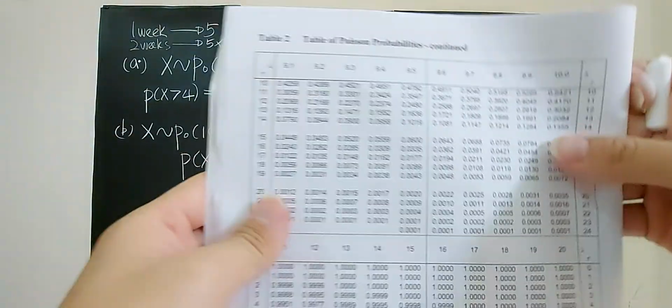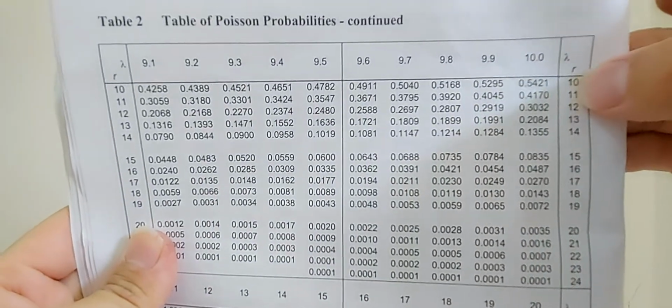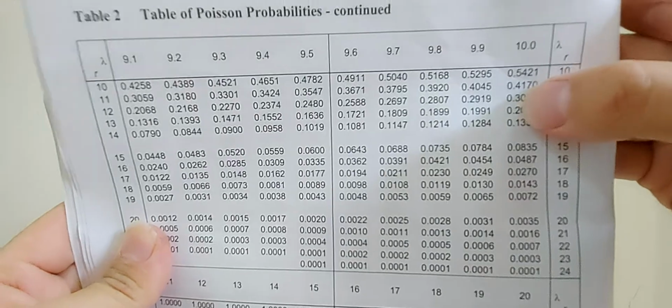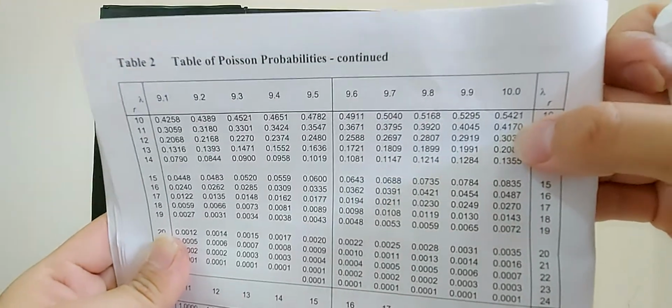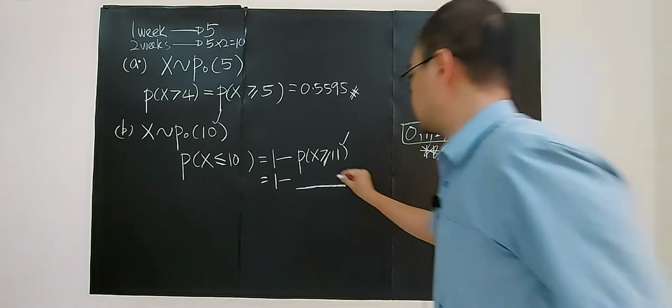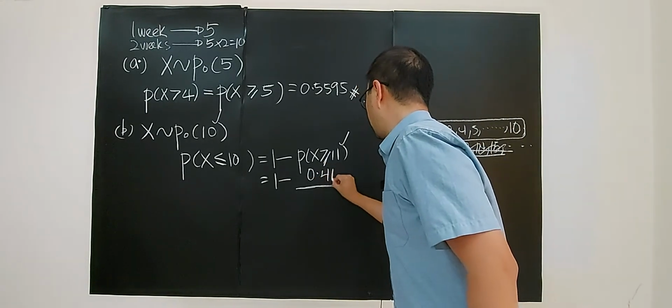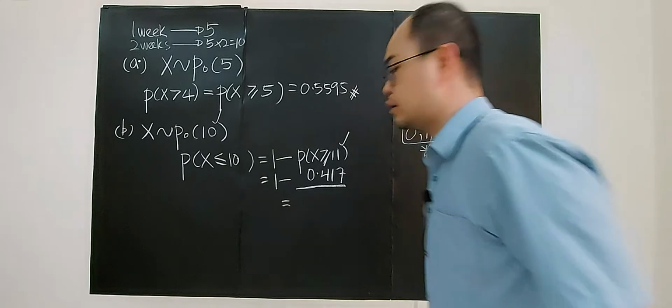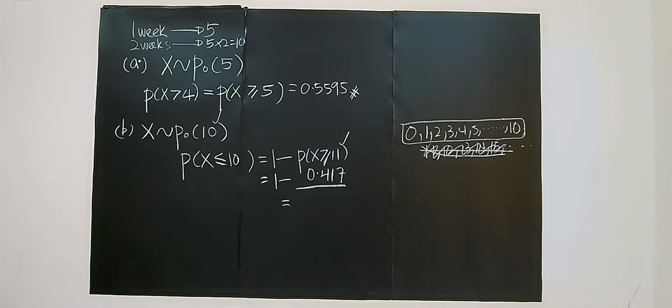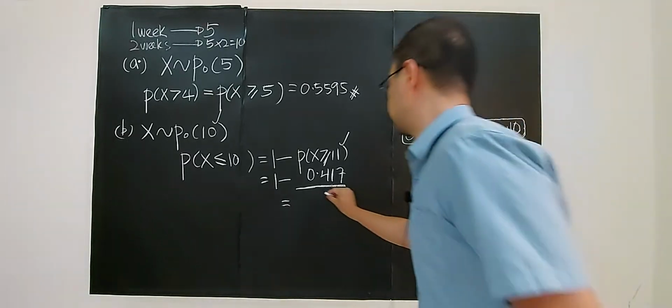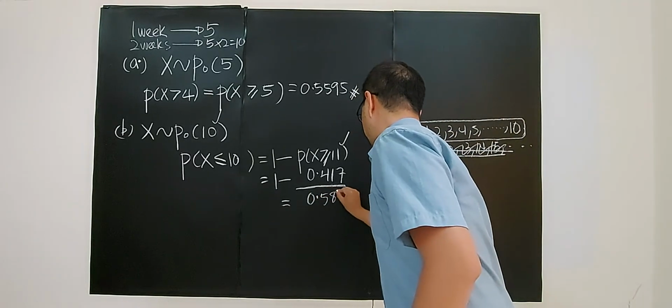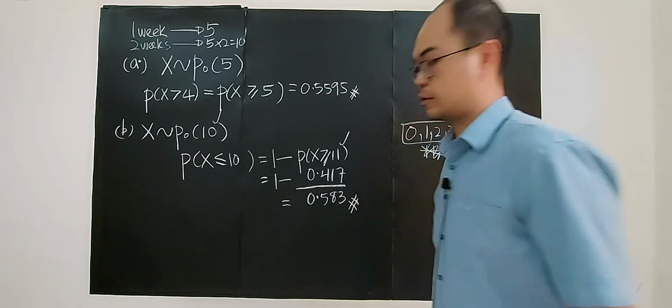Right? So 10, 11, can you see that? 0.417. So if you minus, you are getting the answer of 0.583, right? Okay, so very simple.